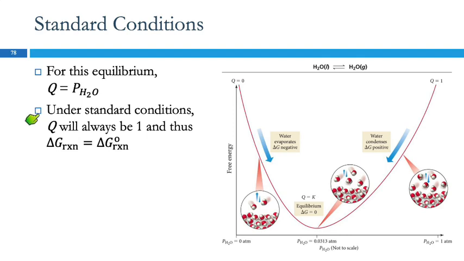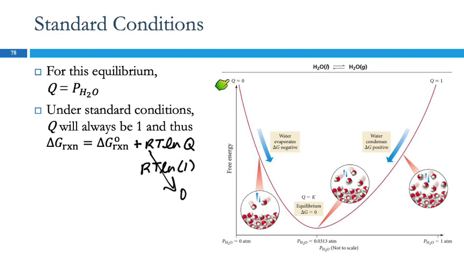So if we have standard conditions, Q will be 1, because the partial pressure of the water has to be 1, because that's the standard definition, right? And then we'll end up with delta G is equal to the standard delta G plus RT natural log of Q. Well, that's RT natural log of 1, and that whole thing is equal to 0. So at standard conditions, these two are the same.